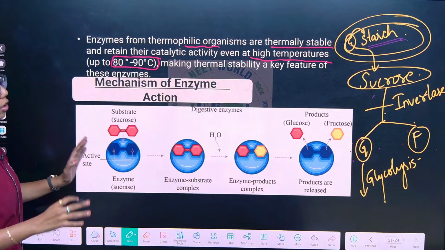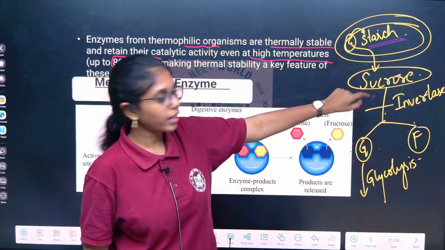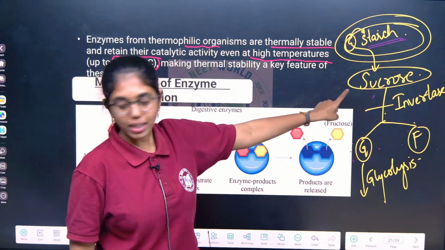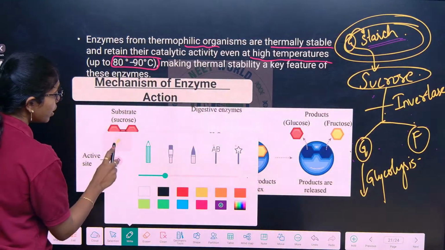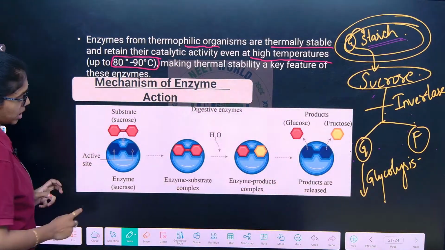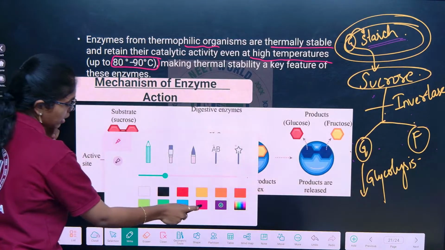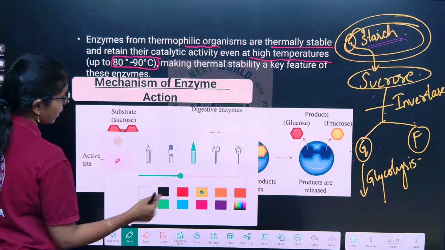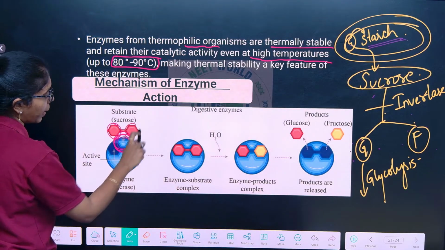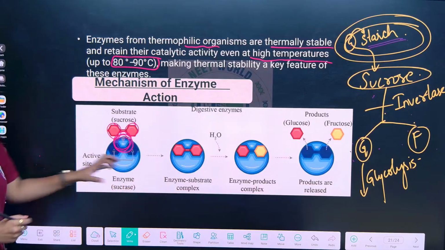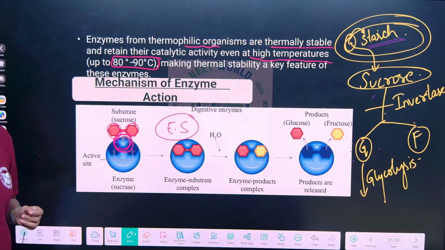Fine. Now here you see, what is the substrate over here? Sucrose, right? What is the enzyme? Invertase. So here you see, enzyme will be having the active sites. This is the active site. Can you see here clearly? Enzyme having active site. To this active site, substrate will come and bind. This initially forms what? Enzyme substrate complex.